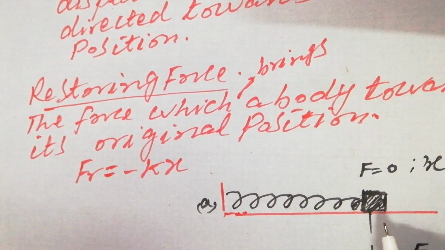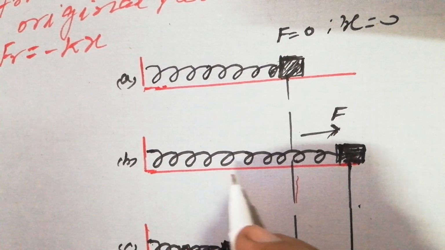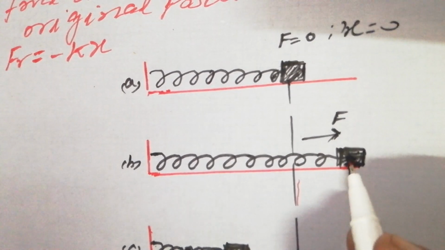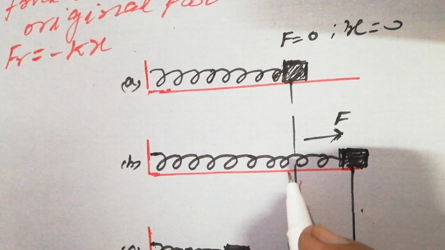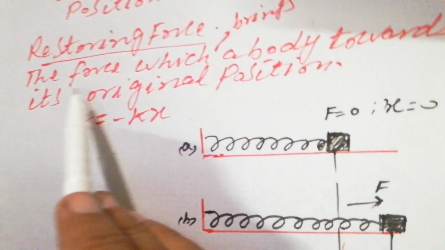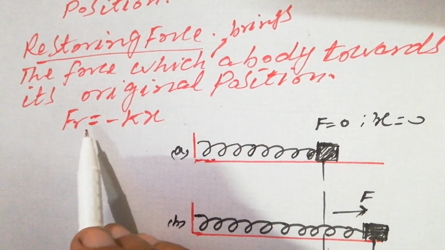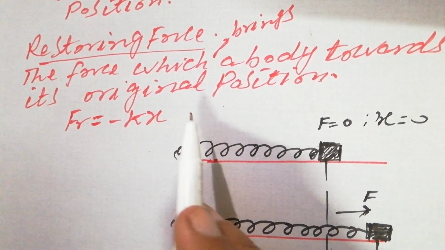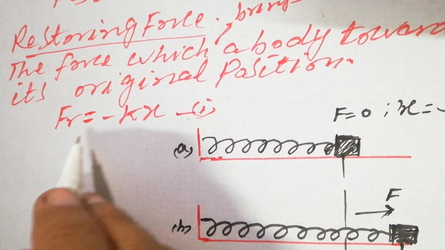The body moves in the left direction because we have removed the applied force at this position, and the body starts its motion in the left direction under the application of restoring force. Restoring force is the force which brings the body towards its original position, and Fr is equal to minus kx. So that is equation number 1.